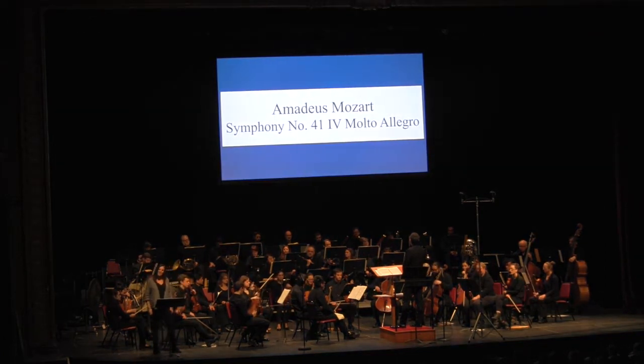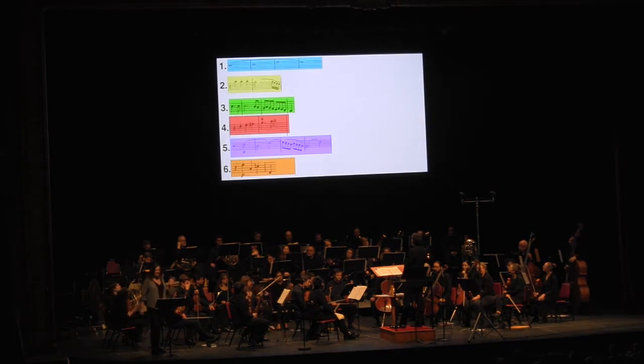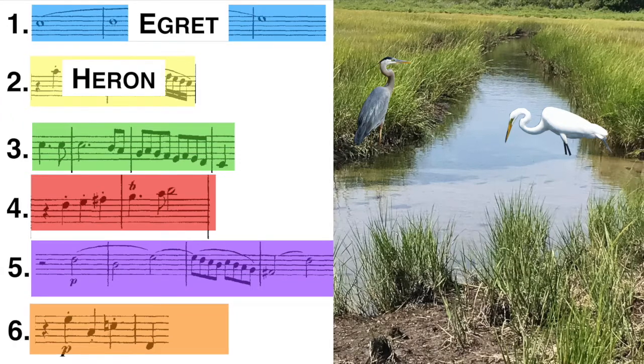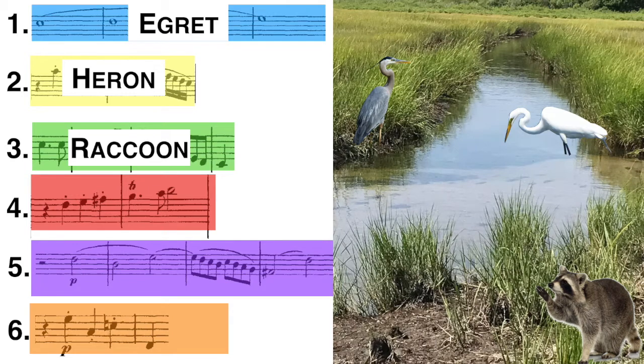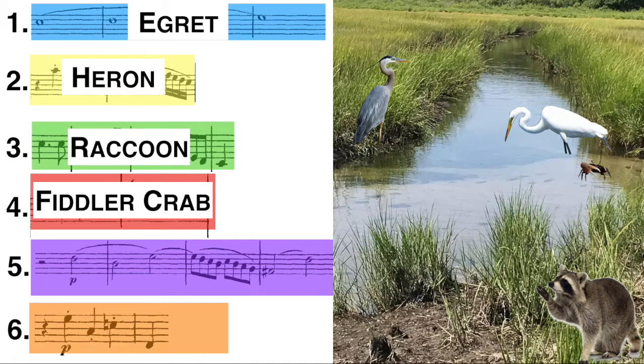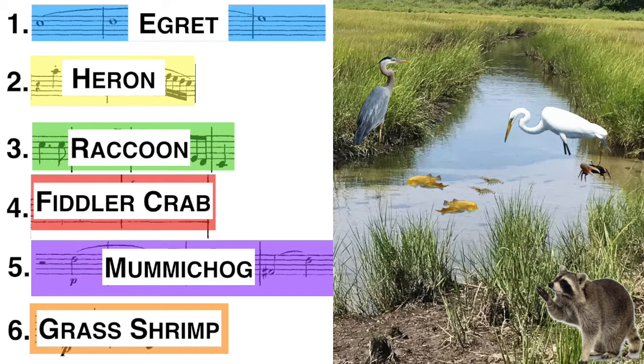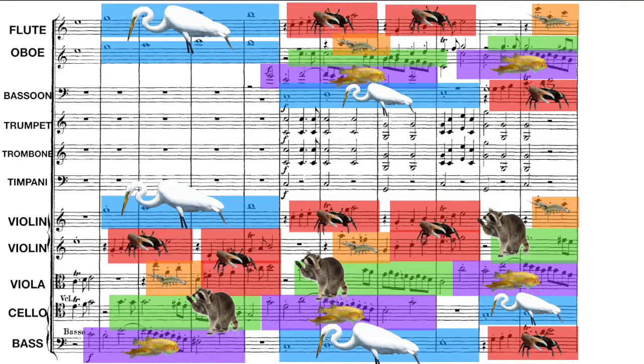In Mozart, we can hear biodiversity in the many musical parts all combined into one piece of music. Let's check out some of the parts. Mozart has six melodies introduced during the piece. If you guys can keep track of them, I'm gonna place a salt marsh animal next to each melody, okay? So one melody will be for our egret, the next melody will be the heron, the third one will be our raccoon, the fourth one is the fiddler crab, the fifth one is the mummichogs, and the sixth melody will be represented by those little grass shrimp.